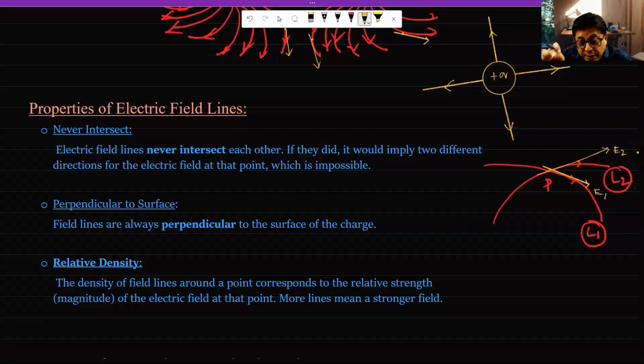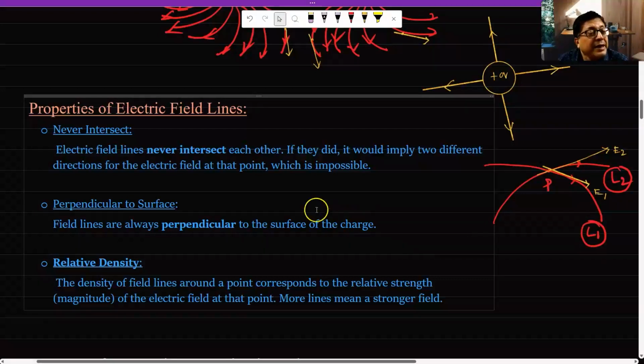So in an electric field, you are getting two directions of electric field strength. But the electric field cannot have two different directions at the same point in the field. It will have a unique direction. Because of this reason, field lines can never intersect each other. Understand? The next important property we are going to do is that field lines are perpendicular to the surface.